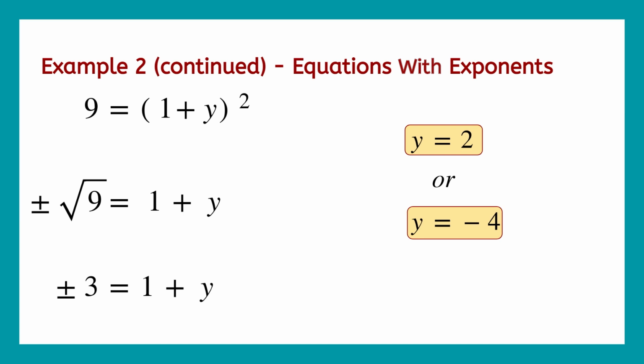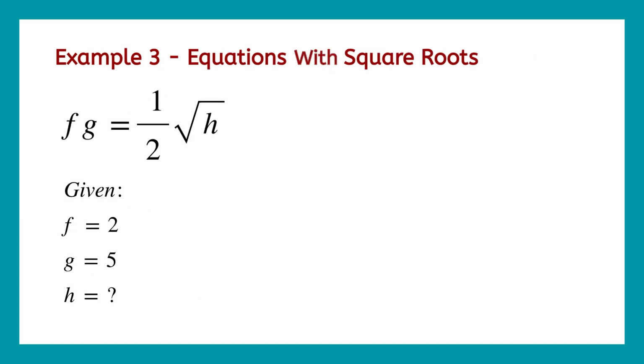Okay, now let's do basically the opposite. Let's look at equations with square roots. This you'll see is a little more straightforward. So we're given that f is equal to 2, g is equal to 5, and we want to find h. So remember, the first step is always plug in. So we'll get 2, that's what f was, times 5, that's what g was, equals 1/2 times the square root of h.